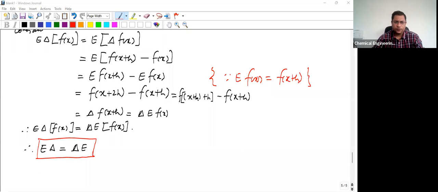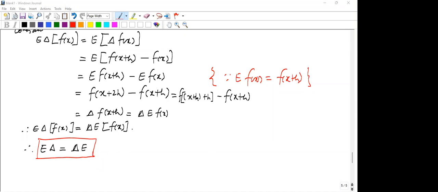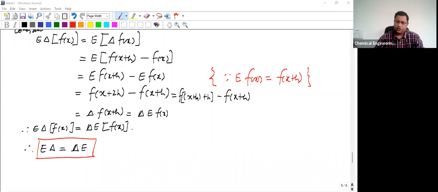Is there any doubt in this example? No, sir. All of you got this one? Yes. Okay. Now let us try to calculate something else. Let's go for another example.